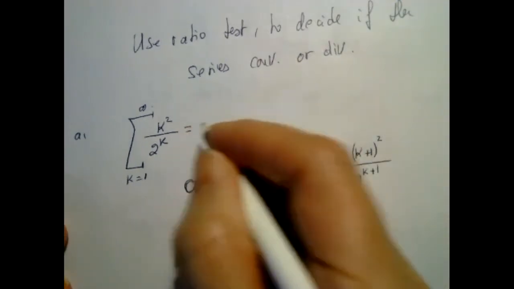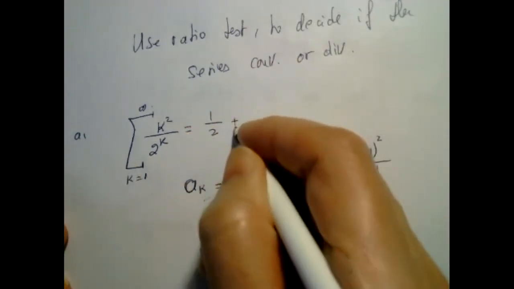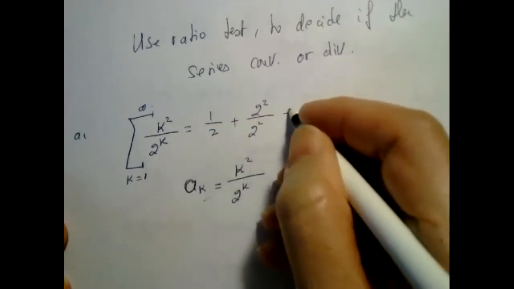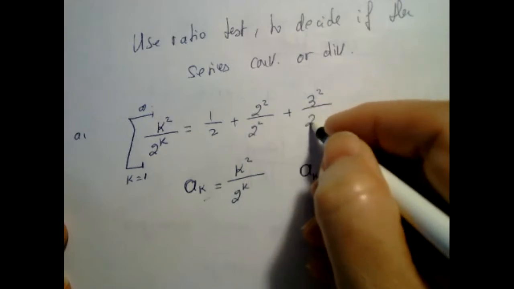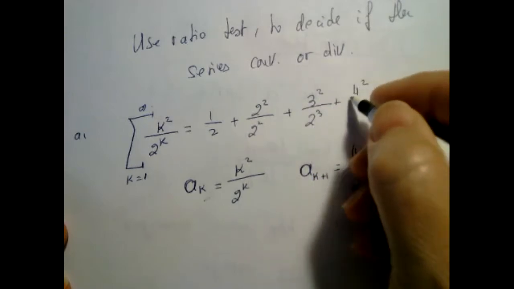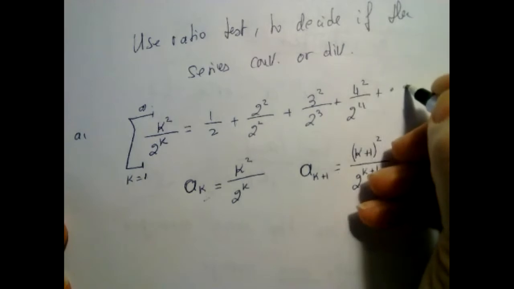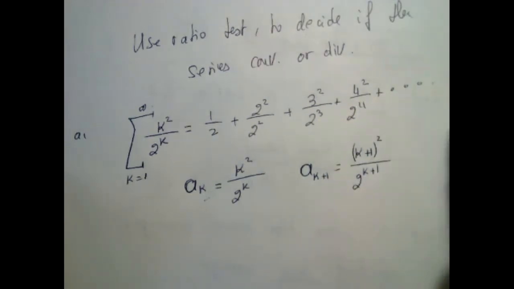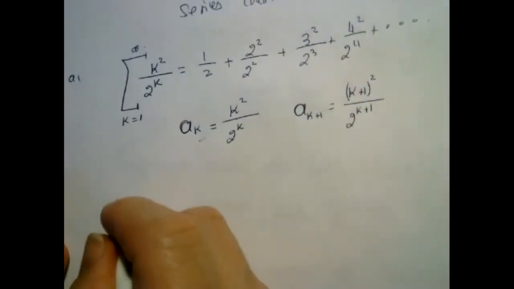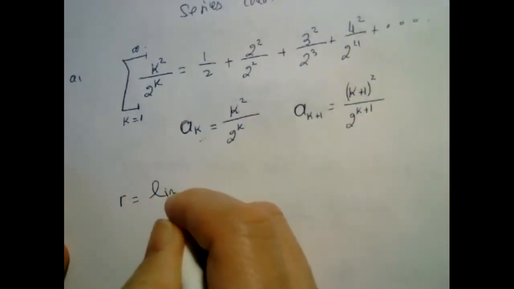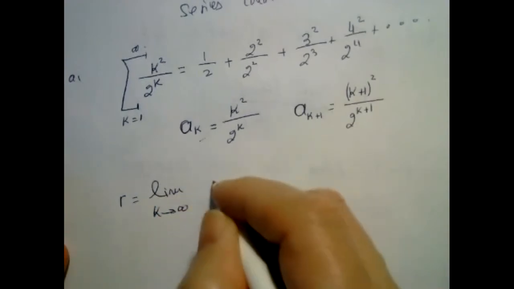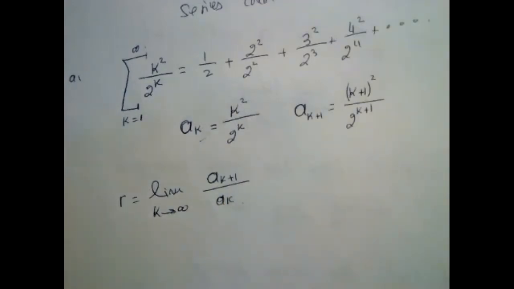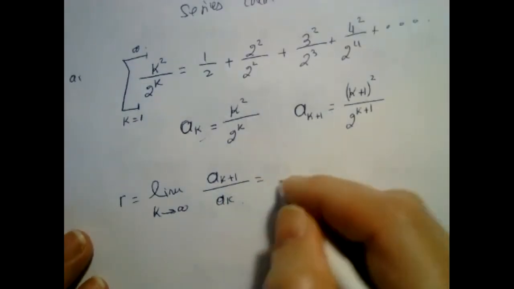Writing them down, that's a half plus 2 squared over 2 squared, plus 3 squared over 2 cubed, 4 squared over 2 to the power 4, and so on. If this is ak, this is ak plus 1. Now I have to look at the ratio. R is the ratio of ak plus 1 over ak. I did not need the absolute value here because everything is positive. And now let us compute this ratio. That's the limit.